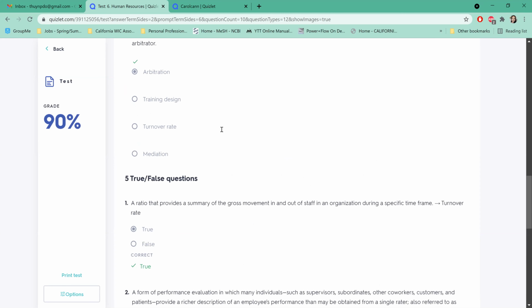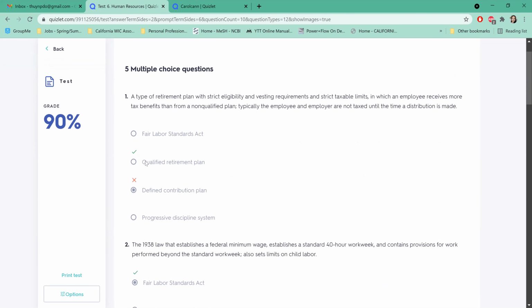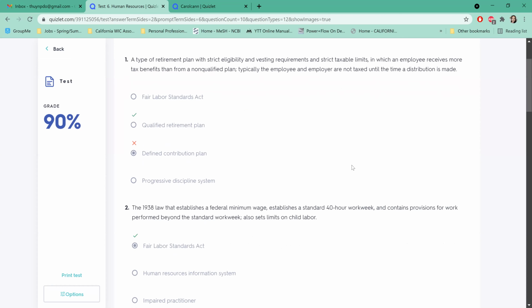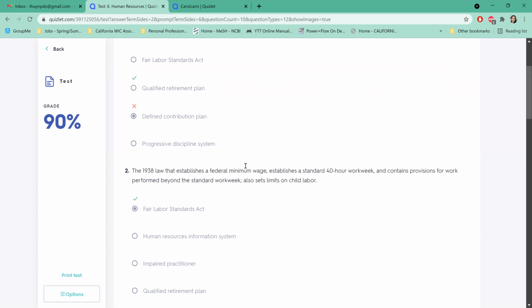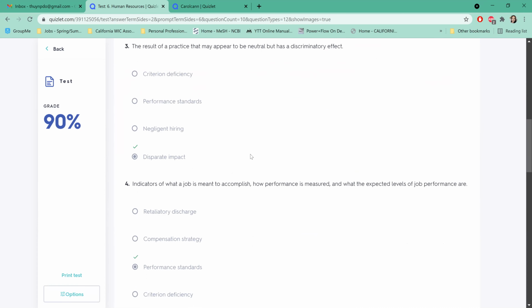Okay, so I'm going to scroll up. Oh, that was the first question. Oh, it's a qualified retirement plan. But everything else looks correct. Good job, everyone.